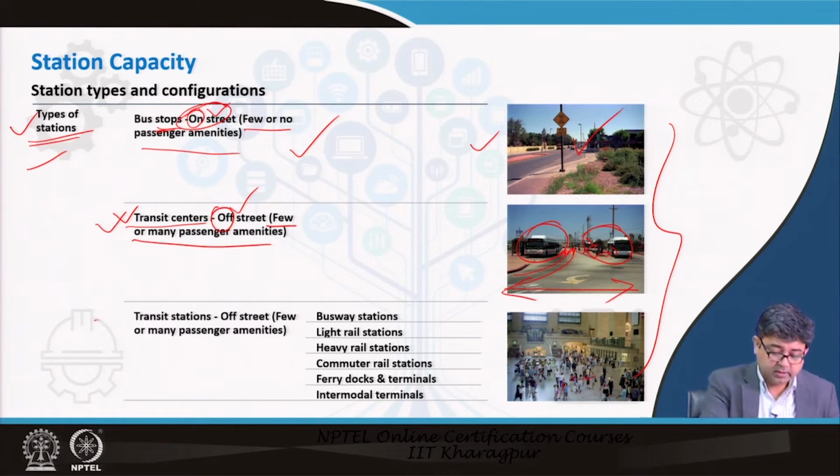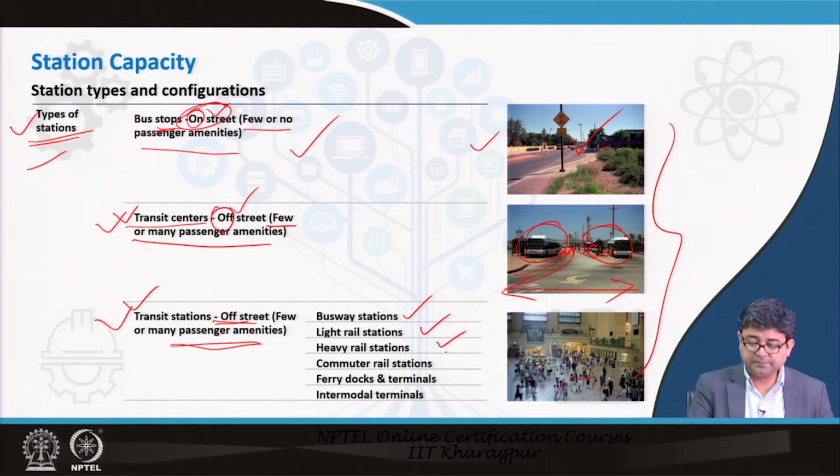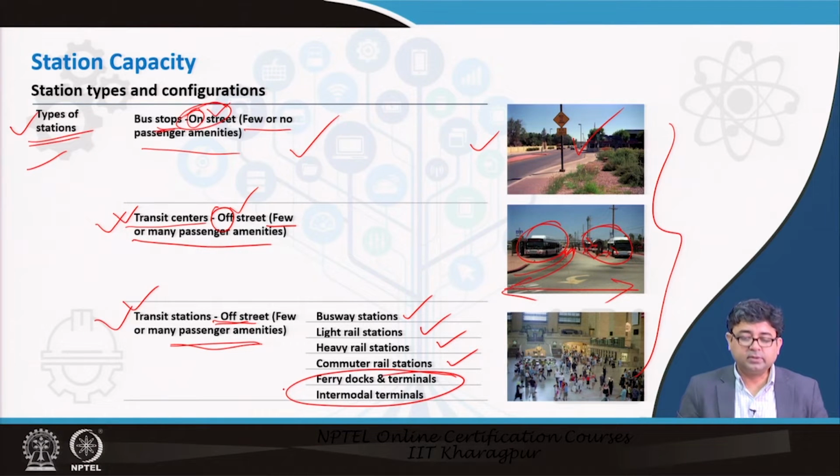Now, the next category is what is called a transit station. This of course is off street, but it may have many passenger amenities. This is a full-blown station, either for bus, light rail, heavy rail, or commuter rail. You may have seen all these different types of stations, and also terminals that are either for ferries or for intermodal freight transport. Those may also be called terminals, and they may also have these station areas.